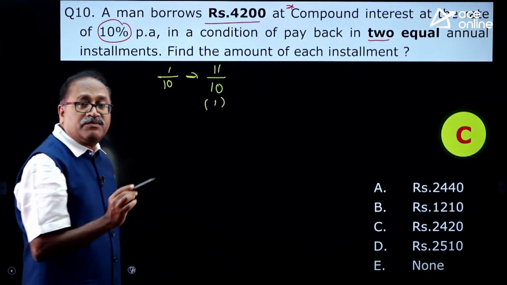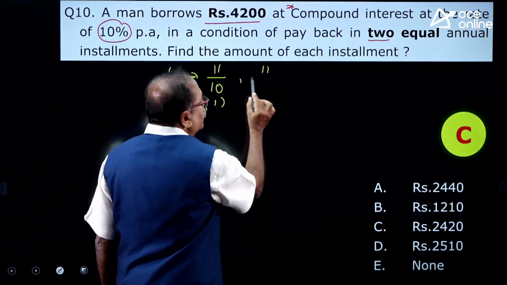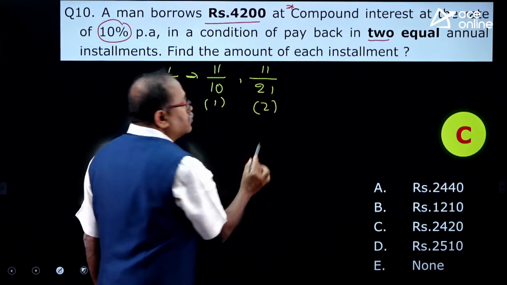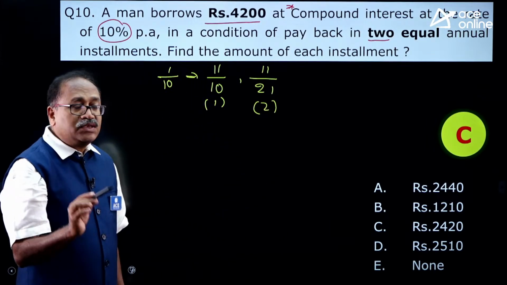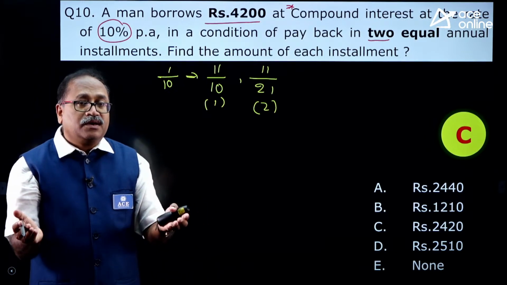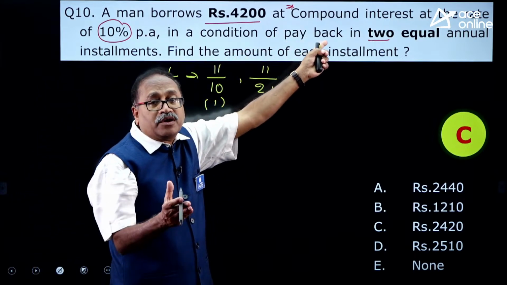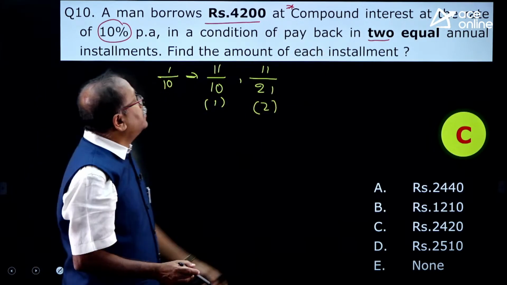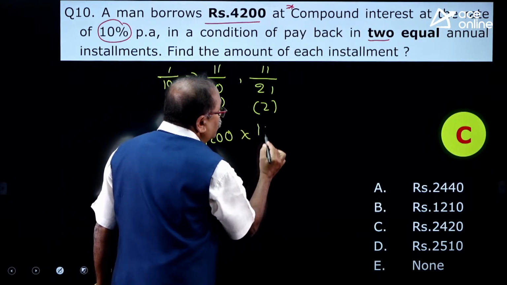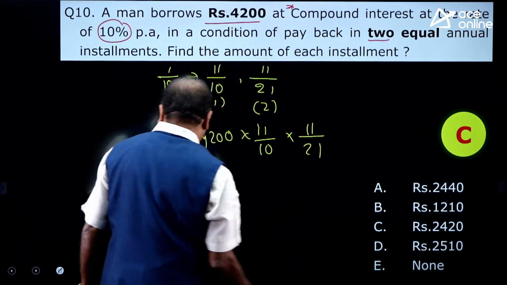So in this process we use two fractions. This is one, 11 by 10. The second fraction is 11 by 11 plus 10, that is 21. With these two fractions we will multiply 4200, and you will get the equal annual installment, because it is a compound interest, not the simple interest. Let us begin here, and that is 4200 into 11 by 10 and into 11 by 21.